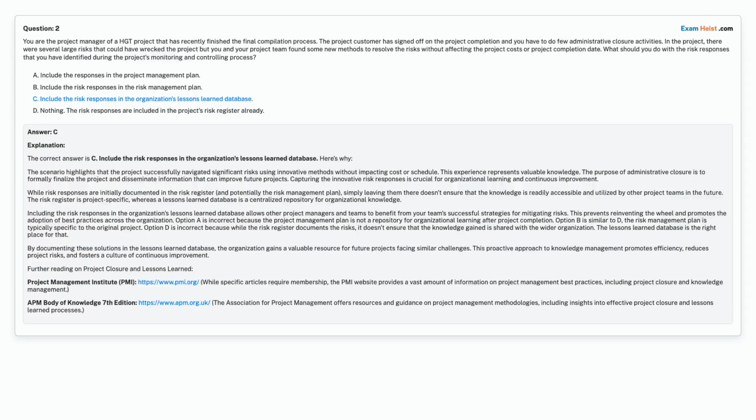Correct answer is Option C. Include the risk responses in the organization's lessons learned database.